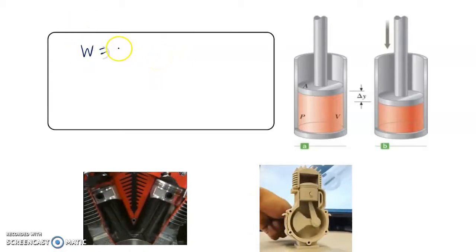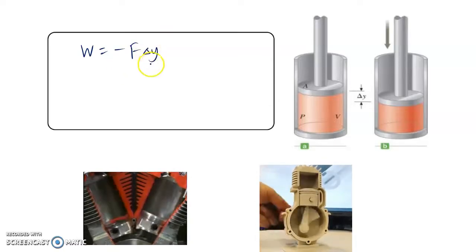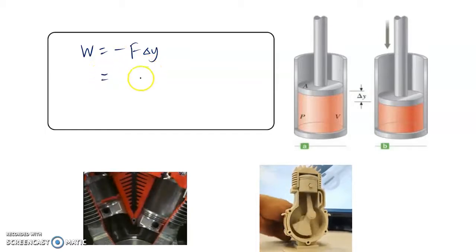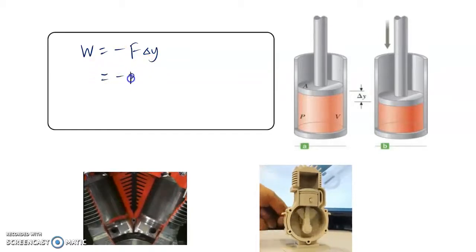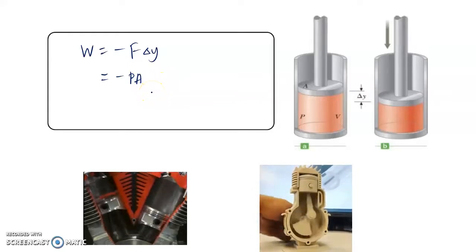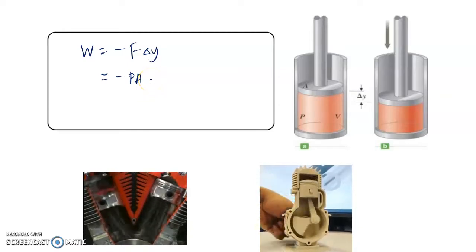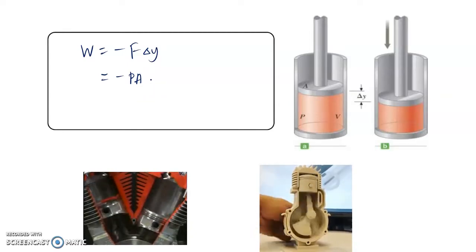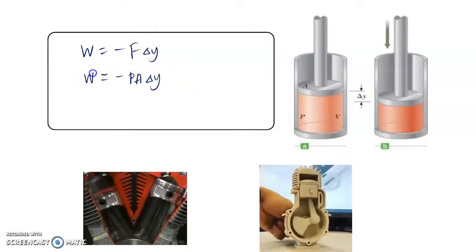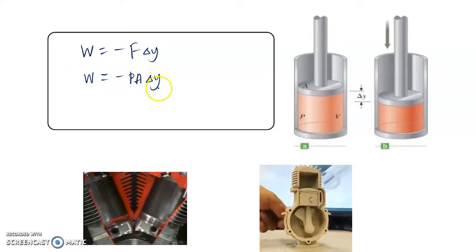W equal to negative F delta Y, the force multiplied with the displacement. In this case, we're going to change F, which will now be equal to PA. This is possible because the pressure is the same everywhere in the system, by assuming that the system is always in equilibrium. So work now is going to be equal to negative PA delta Y.